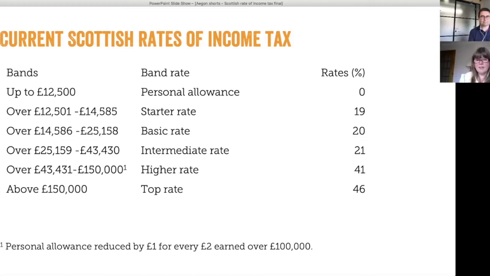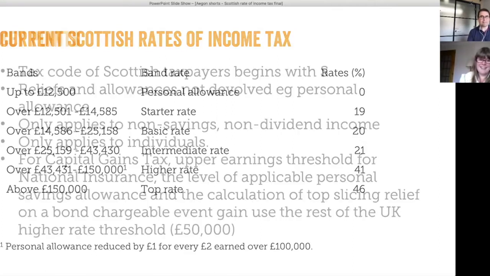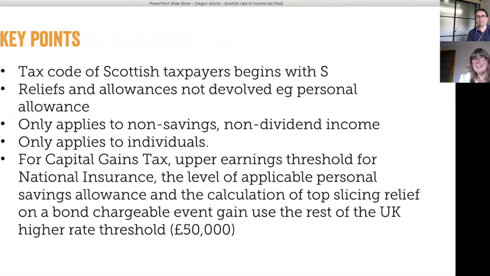But then in Scotland, you've got the starter rate, you've got the basic rate, intermediate rate, higher rate and top rate. Okay, and as opposed to, obviously, you've got basic rate, higher rate and additional rate in the rest of the UK. It makes the tax calculations a bit more complex, doesn't it? It really does. It makes them quite complicated.